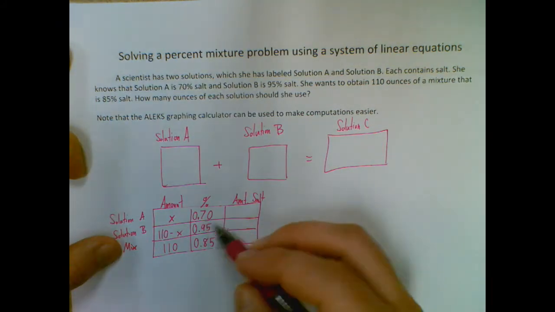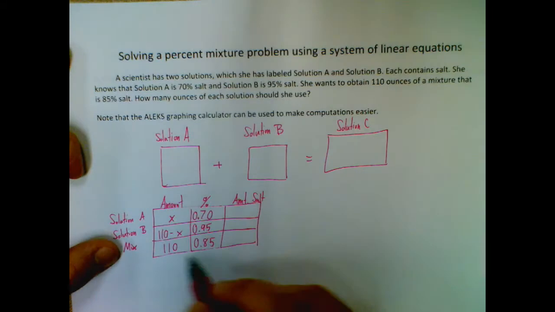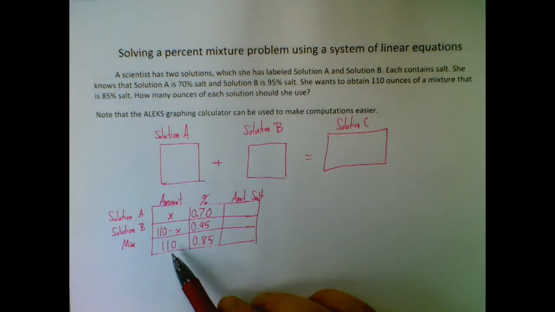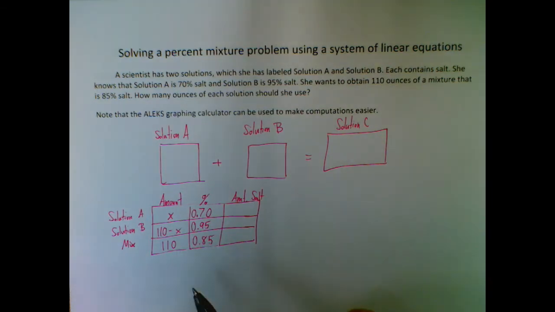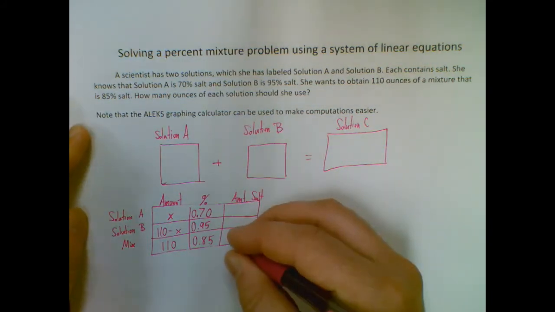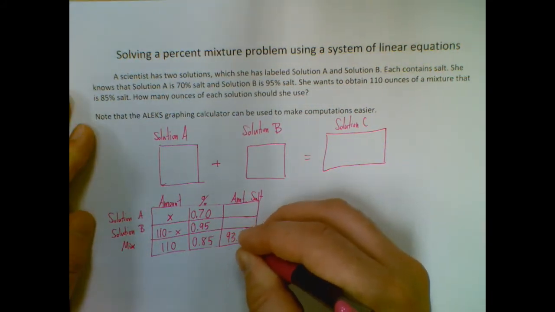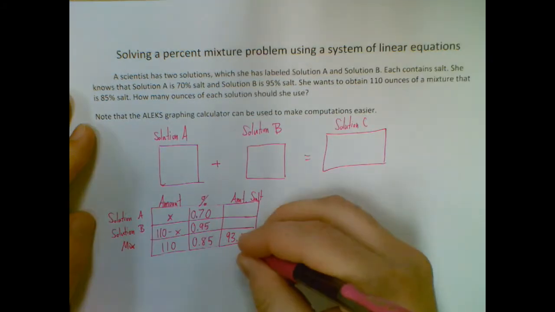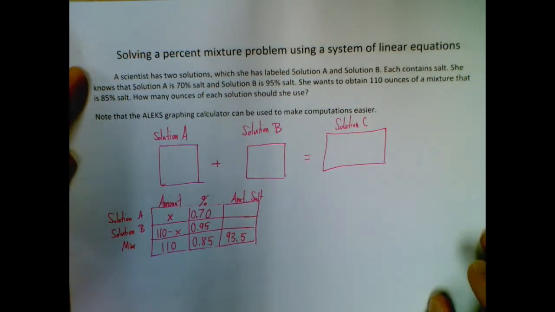Okay. Now, to figure out how much salt I have, let's look at the mix first. I just take how much of this I have, and I know 85% of it is salt, so I multiply those two things together, and I can figure out how much salt I have. So 110 times 0.85 gives me 93.5 ounces. Yeah, we're measuring in ounces.